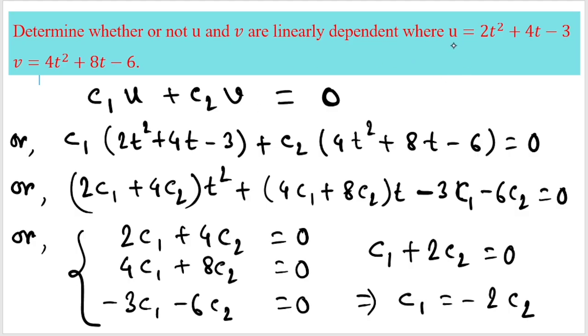Though for these two polynomials u and v, we can easily see and check that they are linearly dependent. But if any complex polynomials are given, then this will be the procedure for checking linear dependence or independence.